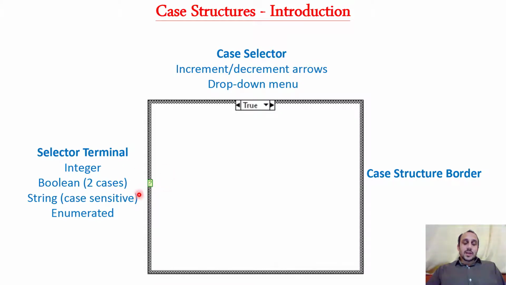This is a selector terminal, or this is a condition on the basis of which it will be decided which case or which subdiagram will be executed. So we can attach different types of controls with that selector terminal. We can attach an integer, a boolean, a string, an enum. Enum we will see in detail shortly, what's enum. We can attach a floating number as well, a real number. So we can attach any data type with that selector terminal.